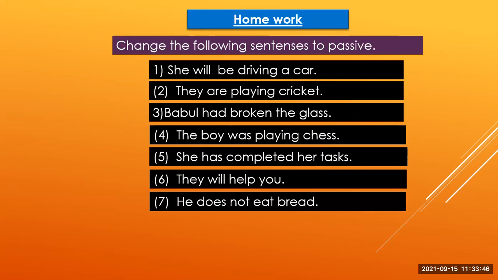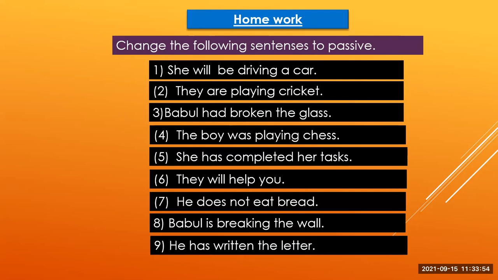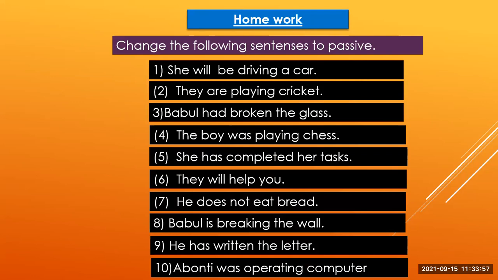Number seven, he doesn't eat bread. Number eight, Babul is breaking the wall. Number nine, he has written the letter. And number 10, Avanti was operating computer. On the screen, you can see 10 examples of voices. You have to change these sentences into passive form. In your home, try to solve these problems. I hope you can easily change these sentences into passive form.